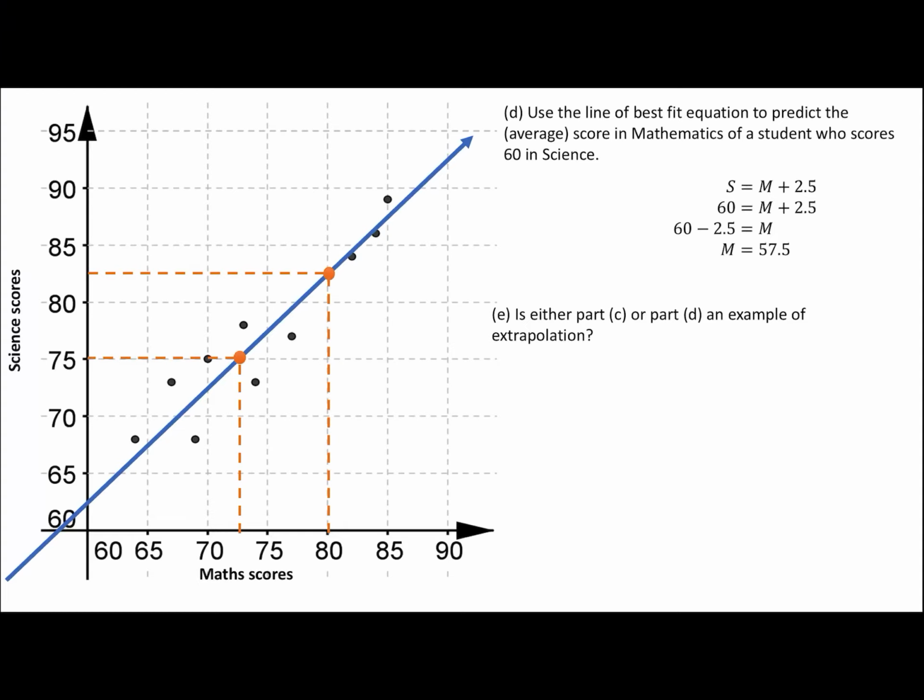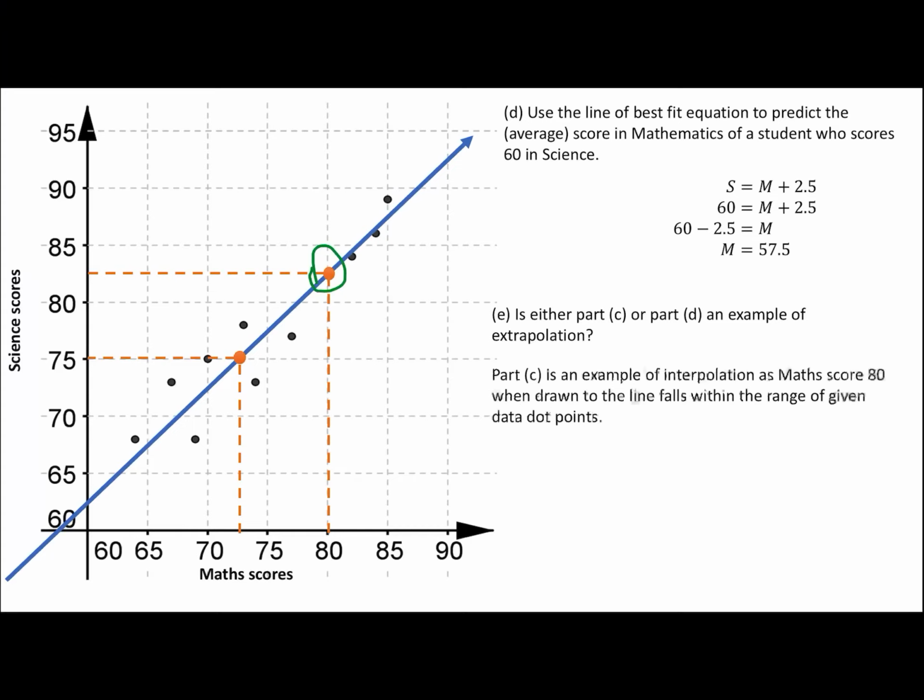Part E: is either part C or part D an example of extrapolation? Part C is an example of interpolation, as math score 80 when drawn to the line falls within the range of given data dot points. Part D is an example of extrapolation as science score 60 gives math marks 57.5, which is outside the range of given data dot points.